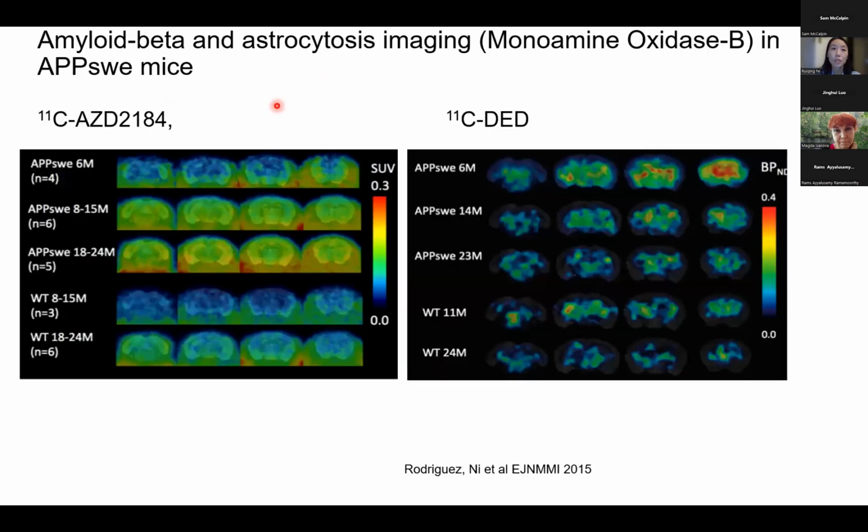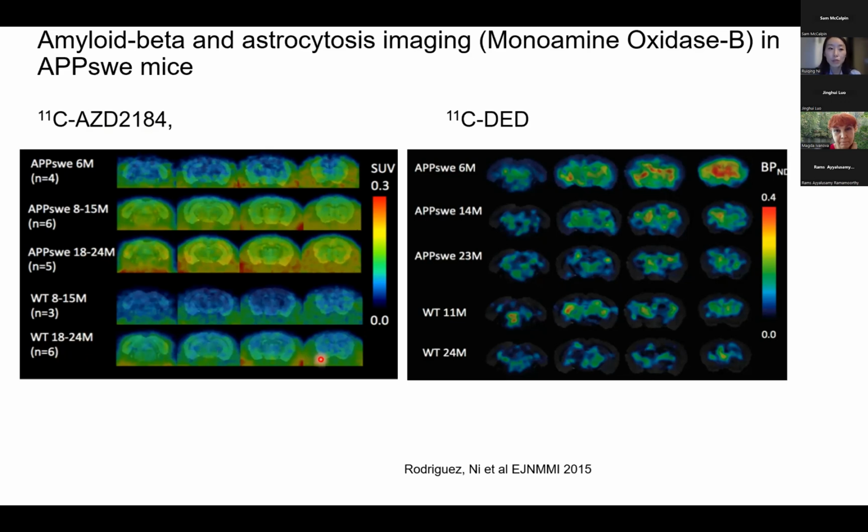For the PET imaging, we have been previously using amyloid imaging compounds such as AZD2184 to detect the accumulation cross-sectionally in the APP Swedish mutation, and we can see that there is increased signal, such as more redness, in the 18 to 24 months old transgenic mice compared to 6 months old transgenic mice. And the level is also higher compared to wild-type mice shown in the lower panel.